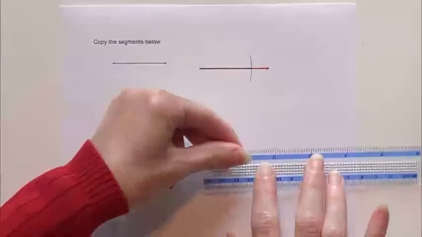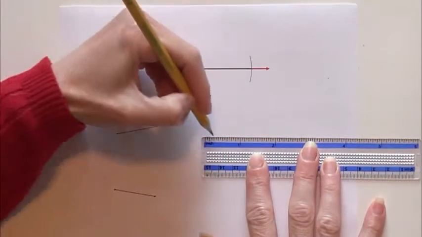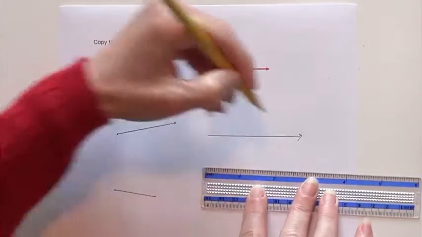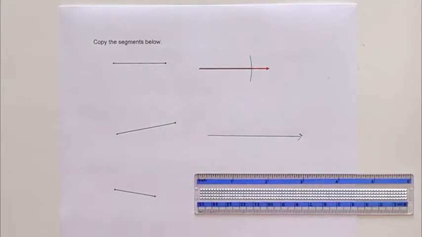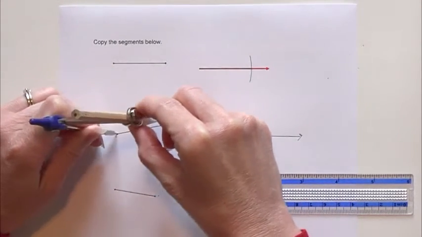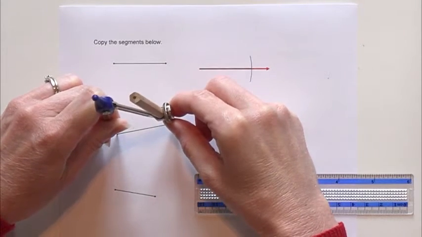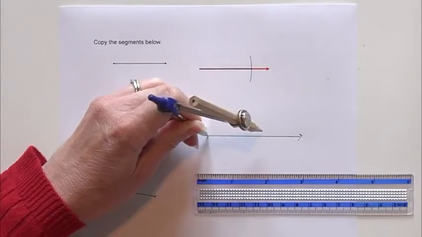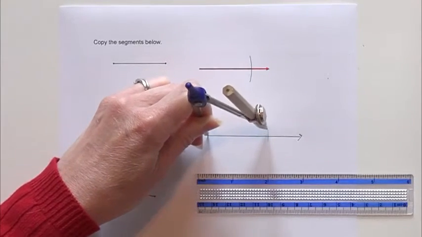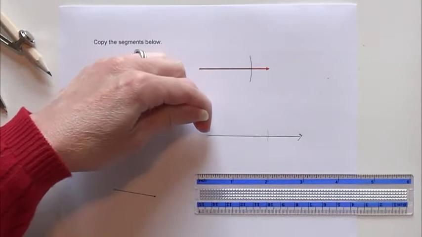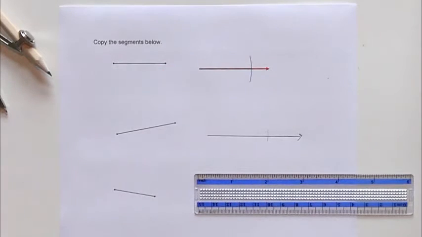To do this, I'm going to start by drawing an initial ray. And now I'm going to place the compass point on one of the endpoints of the original segment, and I'm going to open the compass so that the width of the opening matches the length of the segment. I'm going to place the compass point on the endpoint of my new ray, and then make an arc that intersects my initial ray. And now this segment will have the same length as the original segment.